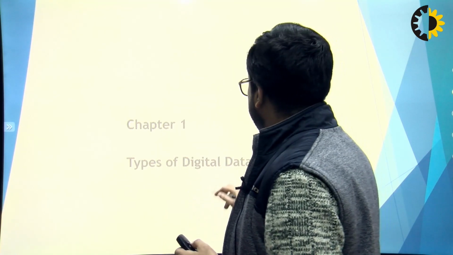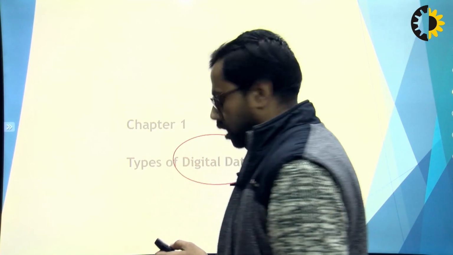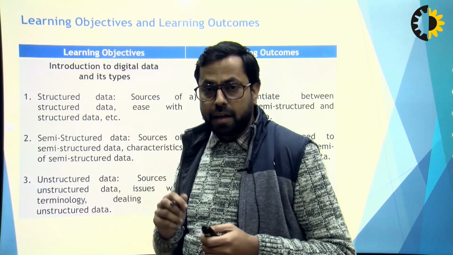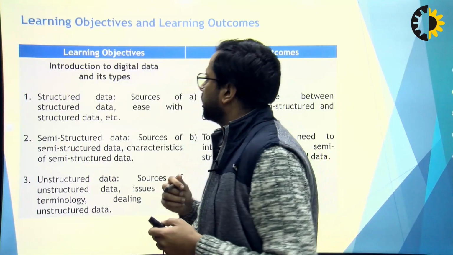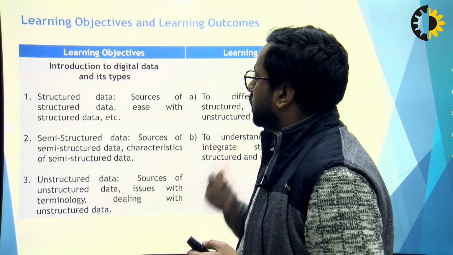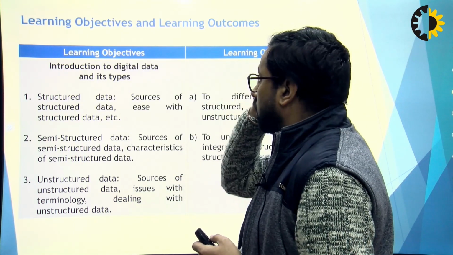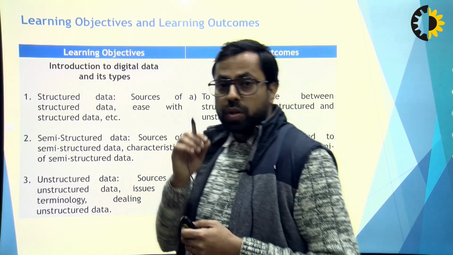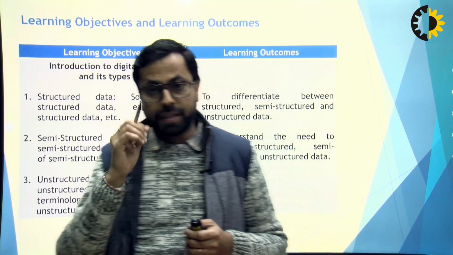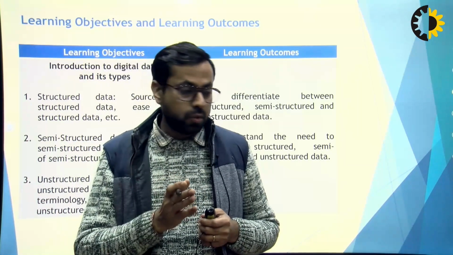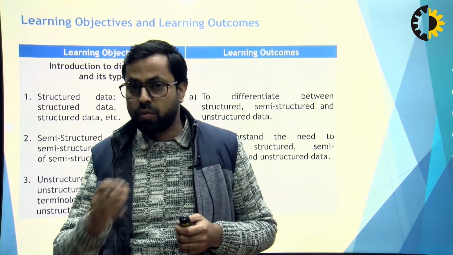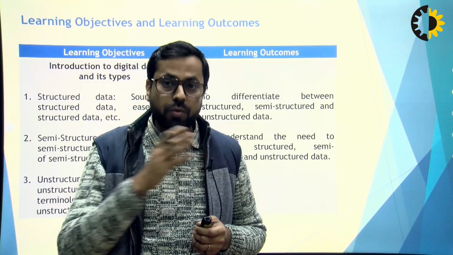So the first one is digital data. When we discuss big data, we totally focus on digital data, not the analog one, that is the hard copy one. When we are discussing big data, the basic question is why it is called big data, and opposite to big data, does any small data or little data exist or not?